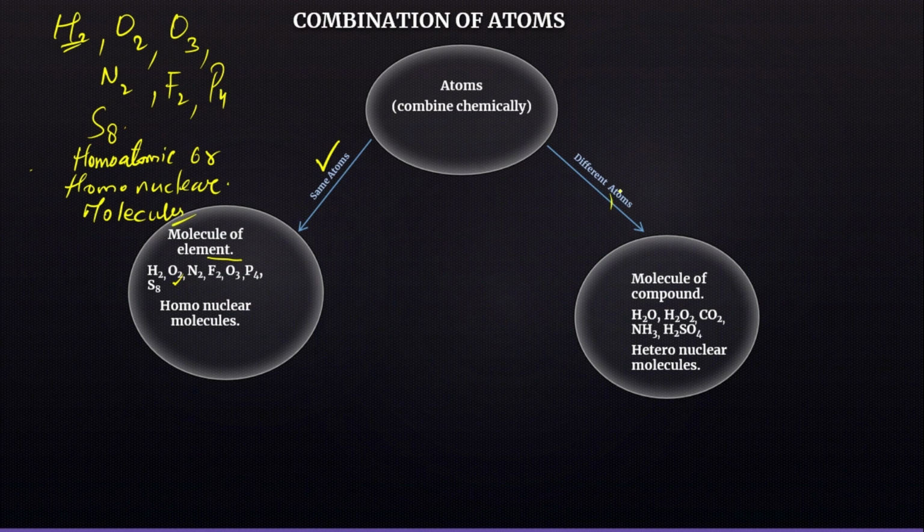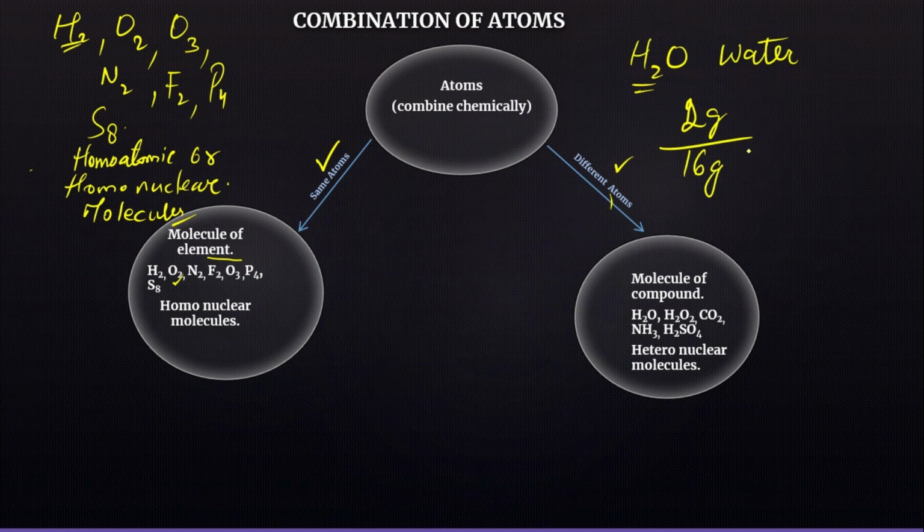Come to the next one. When different atoms combine chemically, they do so in fixed proportions by their mass. For example, 2 atoms of hydrogen combine with 1 atom of oxygen and they form a water molecule. What is the mass of hydrogen that combines with a single atom of oxygen? That is 2 grams. What is the mass of oxygen that combines with 2 grams of hydrogen? That's 16 grams. And what is the mass ratio? That is 1 by 8. This is the simplest ratio. This will never change irrespective of the method of preparation or formation of water.